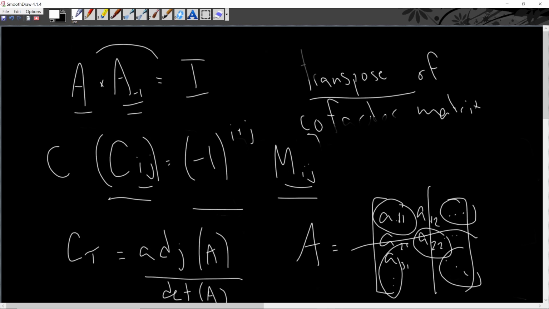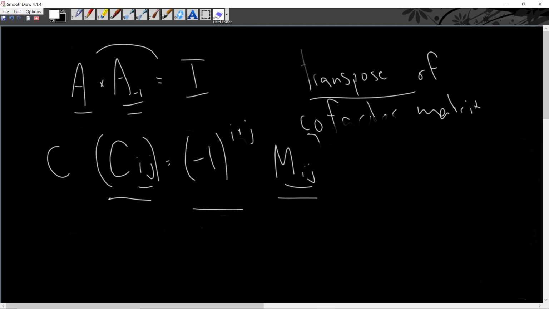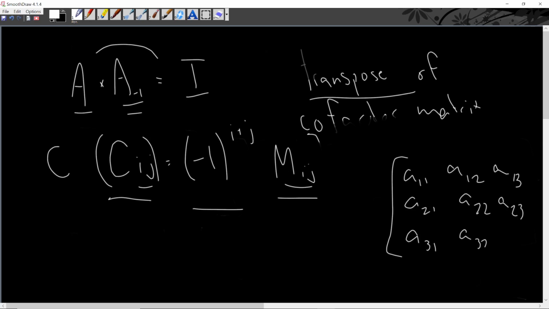I said that I was going to do a 3x3 matrix, but I think it's probably better to just look at one and see how we would do that. So let's write a basic A11, A12, A13, A21, A22, A23, A31, A32, and then A33. Alright, that's going to be our 3x3, and it's the basic one.